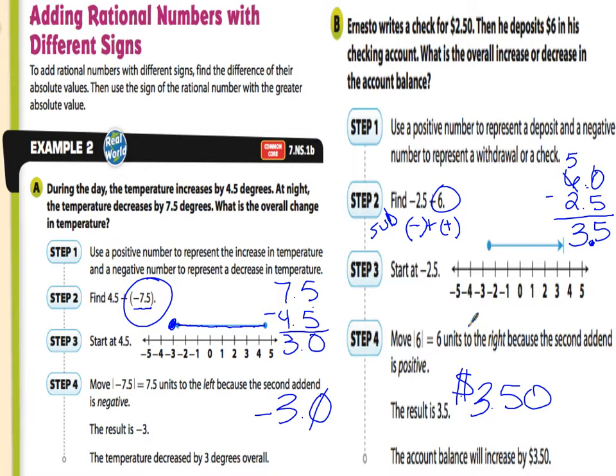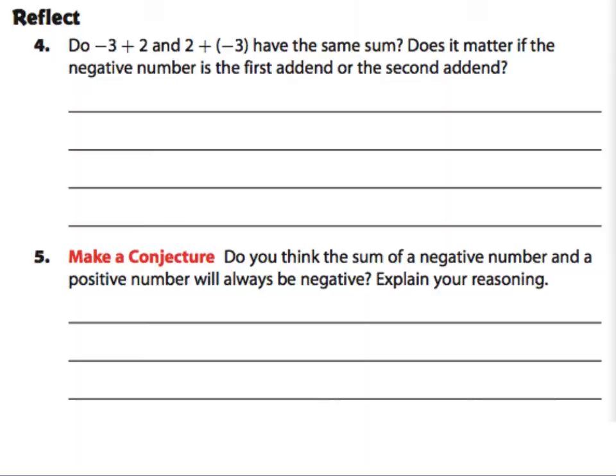Again, use your rules, but now we're adding the idea of fractions and decimals. So negative 3 plus 2 and 2 plus a negative 3, do they have the same sum? And does it matter if the negative number is the first addend or the second addend? So in this case, you want to look at negative 3 plus 2 and 2 plus a negative 3. Think of your properties, right?